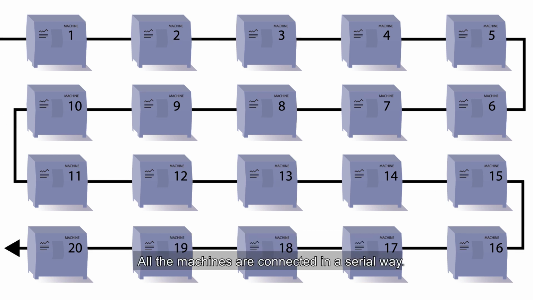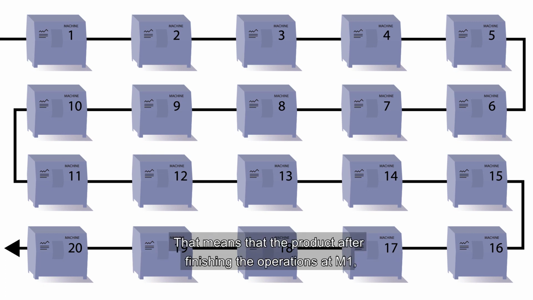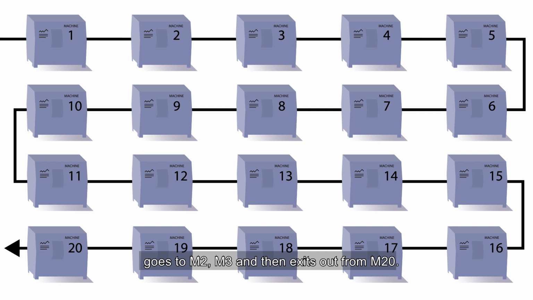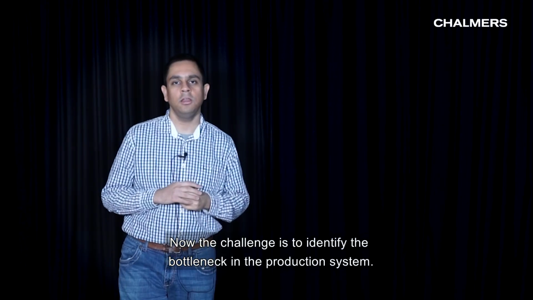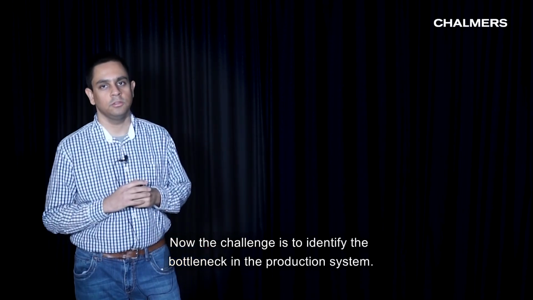All the machines are connected in a serial way. That means that the product, after finishing the operations in M1, goes to M2, M3, and then it exits from M20. Now the challenge is to identify the throughput bottleneck in the production system.